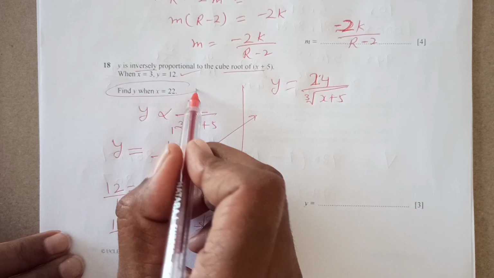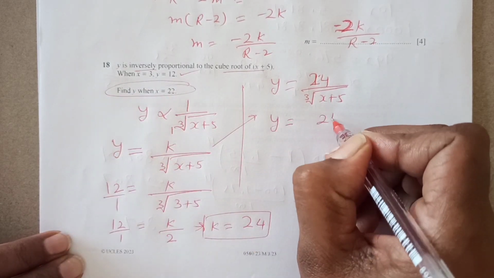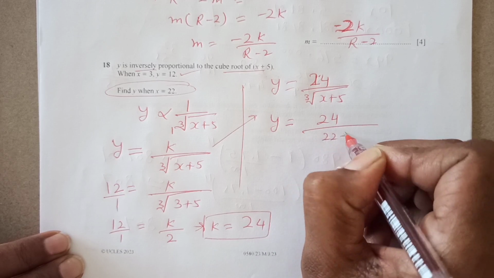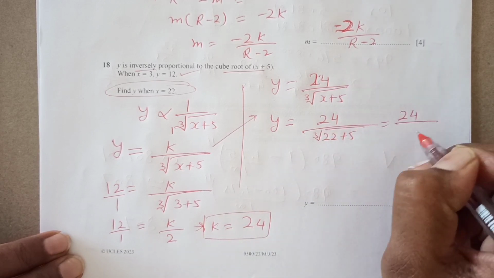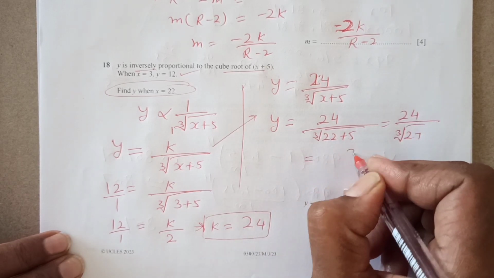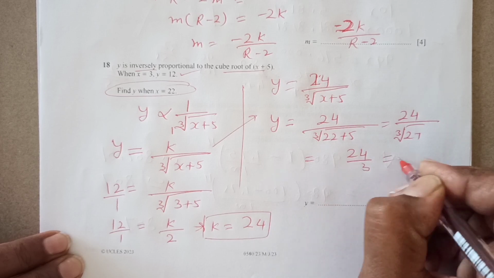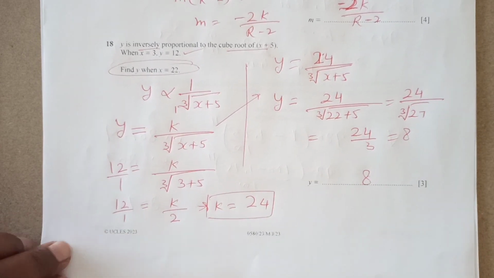Now we are given x equals 22. Find the value of y when x is 22. Now we will substitute 22 as x here, then this is 24 over the cube root of 27. Cube root of 27 is 3, which gives you 8 as the answer.